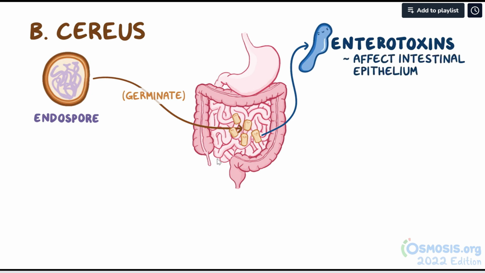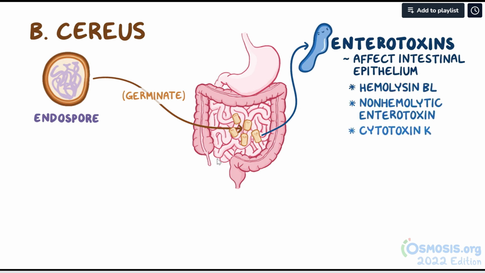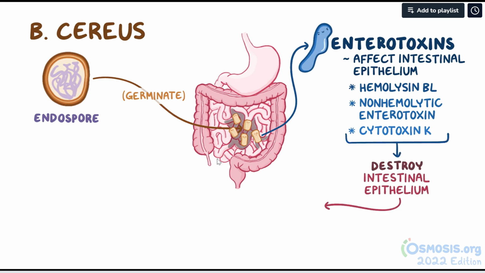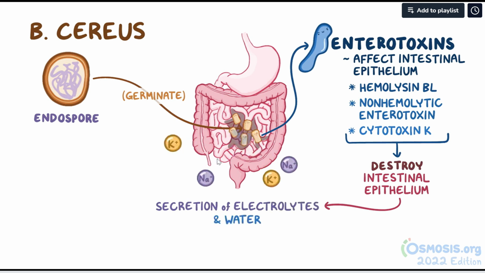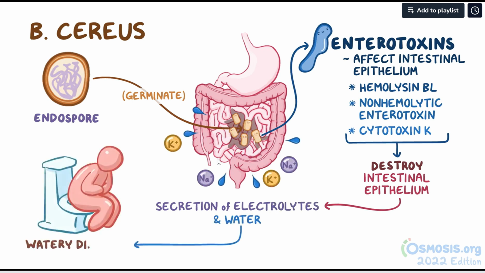There are 3 types of enterotoxins: hemolysin BL, non-hemolytic enterotoxin, and cytotoxin K. All of these enterotoxins destroy the intestinal epithelium, triggering secretion of electrolytes, like sodium and potassium ions, and water into the intestinal lumen, resulting in watery diarrhea.